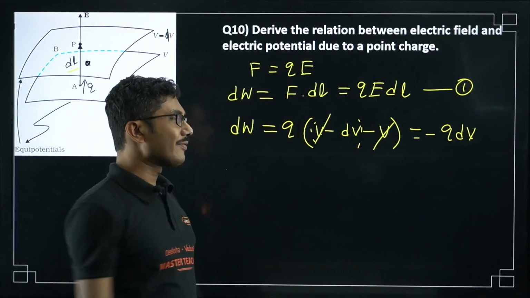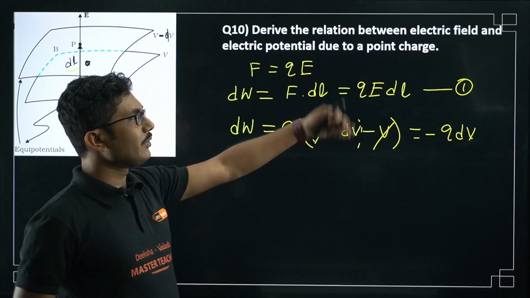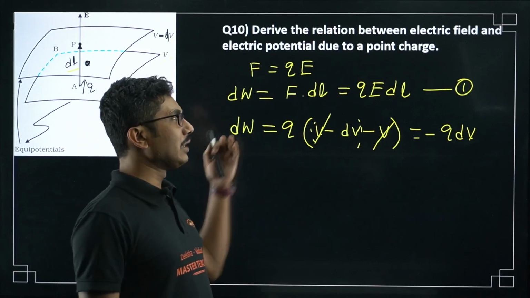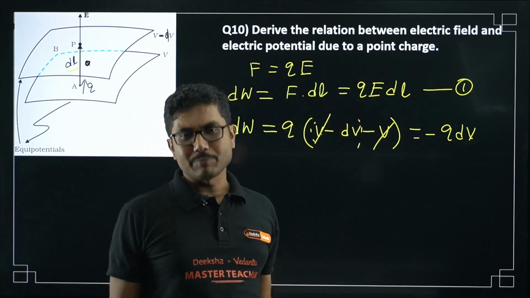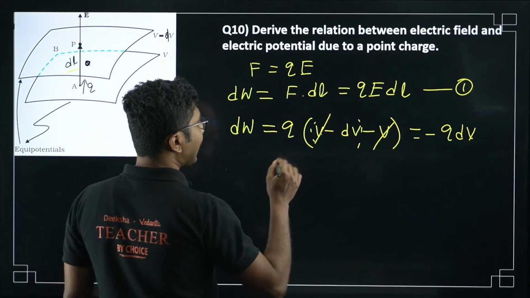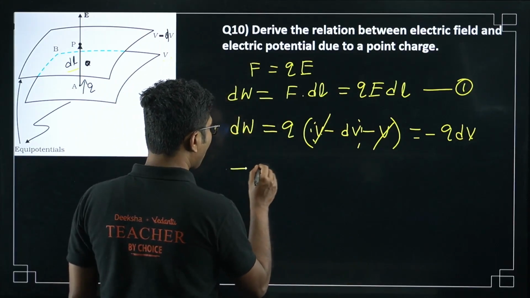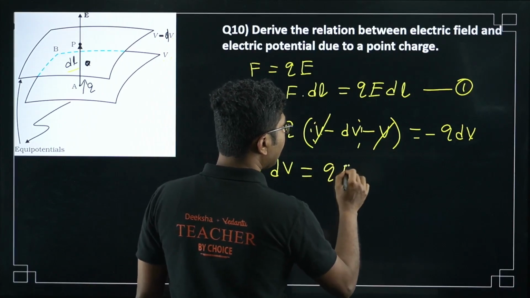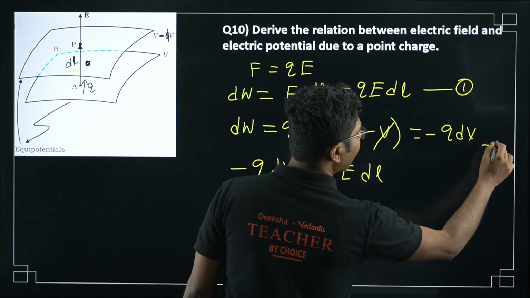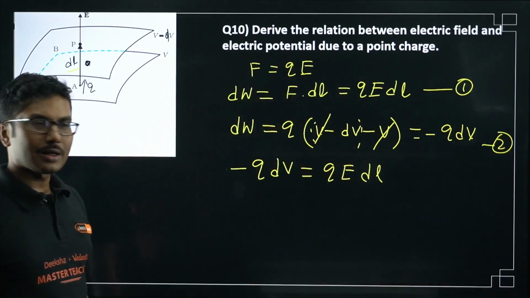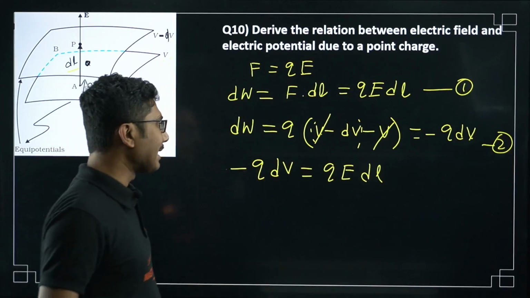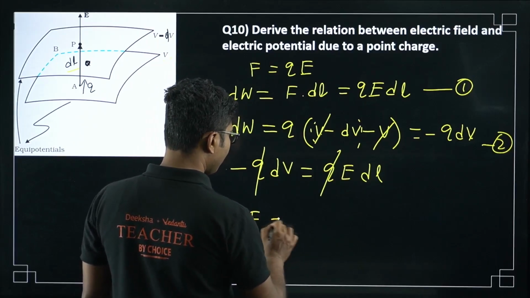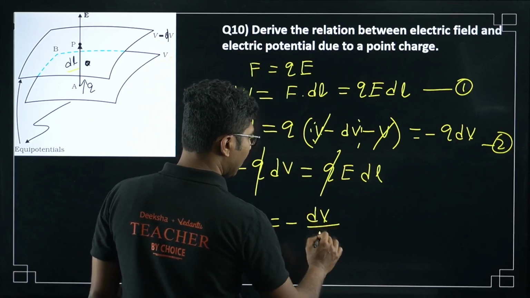Now we have calculated work done using 2 processes. Will the work done in these 2 processes be different? From the conservation of energy, obviously if you are calculating work done from one process, the work done from the second process should be the same. So work done cannot be different in 2 different processes, so definitely Q into dV must be equal to Q into E dl. So we have compared equation 1 and equation 2. Both are dW, both should be the same, right? That is the mathematics. So from there we can see that Q cancels and E becomes minus dV by dl.